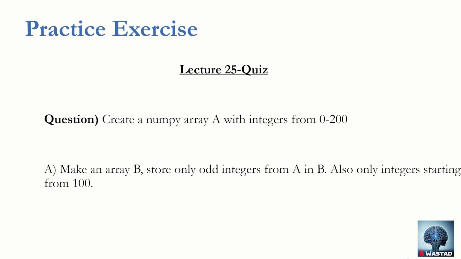So here's another quiz for you guys. We're learning NumPy, right? Create a NumPy array A with integers 0 to 100. We've done that, it's pretty simple. Make an array B and store only odd integers from A in B. So you're supposed to only collect the odd numbers from A and store them in B. Also, only integers starting from 100. So if you have an array from 0 to 200 and you want to start from 100, B should contain all the odd integers from 100 to 200, right?